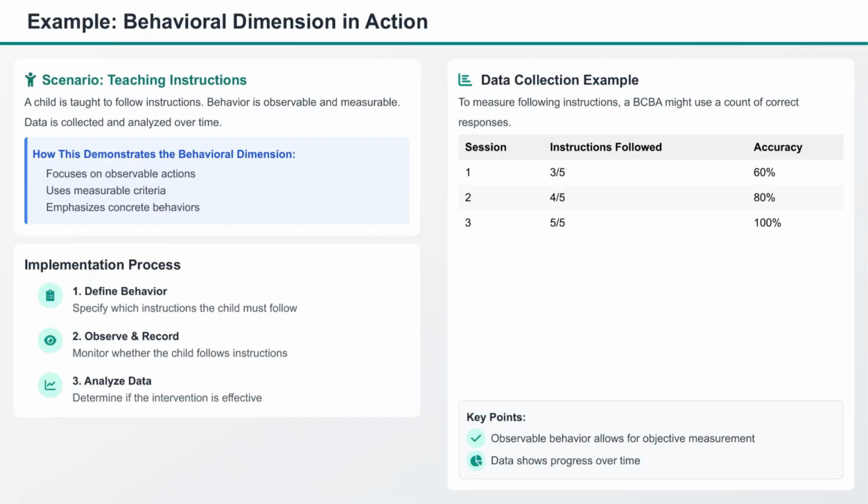Let's look at an example of how the behavioral dimension plays out in practice. Suppose we're teaching a child to follow instructions. We can observe and measure how many instructions the child follows during a session. The key here is that we are focusing on observable and measurable behavior, which in this case is the number of instructions followed, and using that data to evaluate progress.